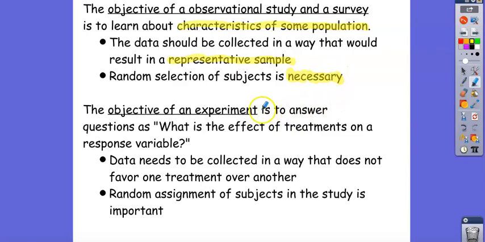Okay, the object of an experiment is to answer questions such as what is the effect of treatments on a response variable. And you need to make sure that it doesn't favor one treatment over another. That would be important. Also, random assignment of subjects is very important as well in an experiment.